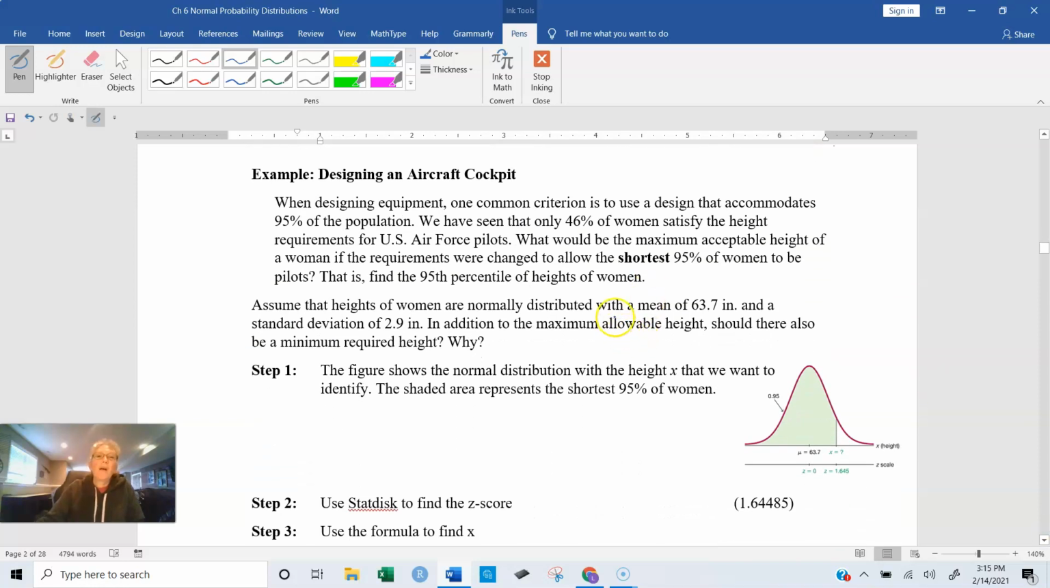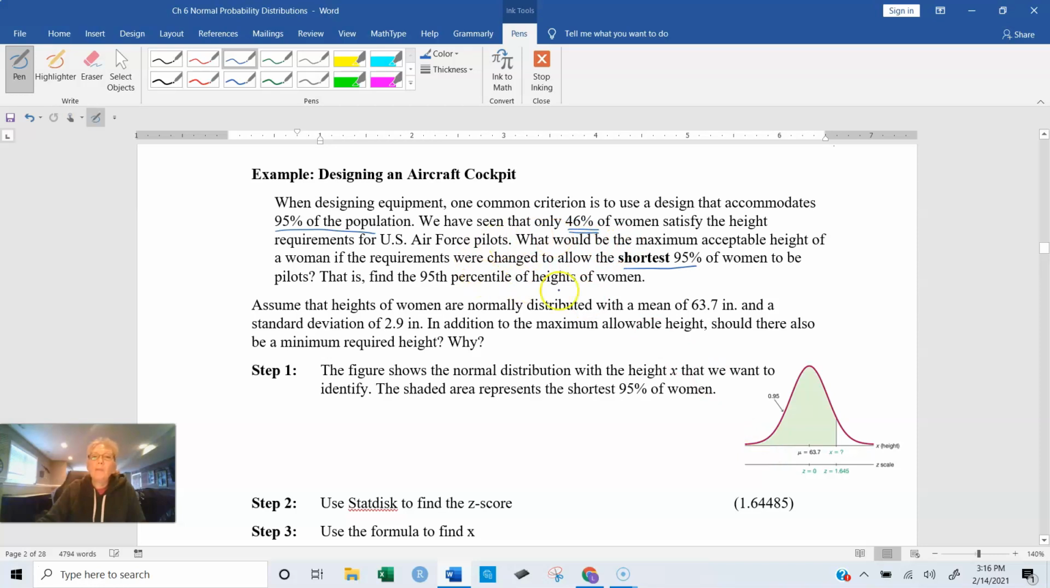Here we go. We got an aircraft cockpit. Now, in order to fly, you have to be a certain height. Now, 95% of the population fits this. There are only 46% of the women who actually make the height because it was designed for men. All right. What would be the maximum acceptable height of a woman if we change the requirements for the shortest 95% of women to be pilots? So 95 or below could actually fly. That's what we're looking for.